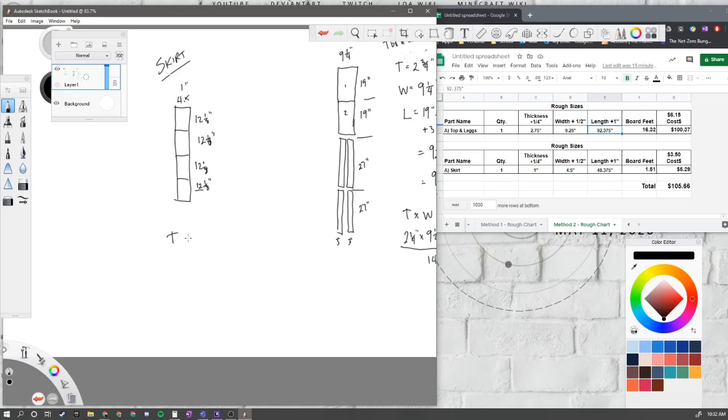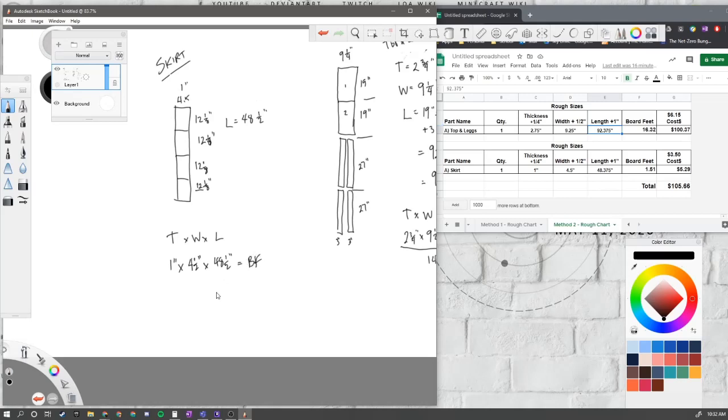So if we have our thickness times our width times our length, just to do a quick calculation, our length is going to be 4 times this, so 48 and 4/8, which is a half. I just added the eighths up. So it's going to be 1 inch times 4.5 inches times 48.5 inches, and that's going to equal our board foot amount.